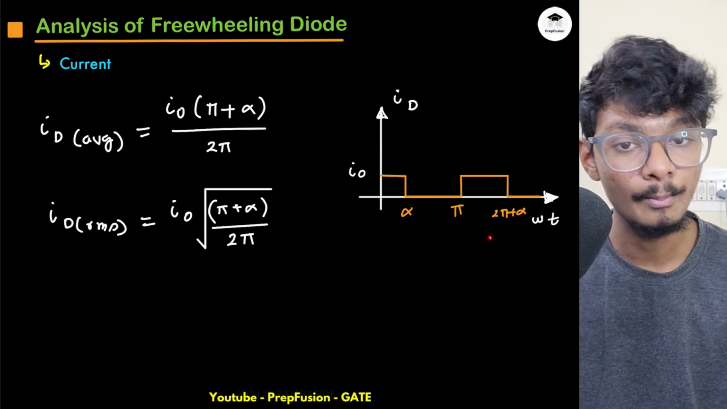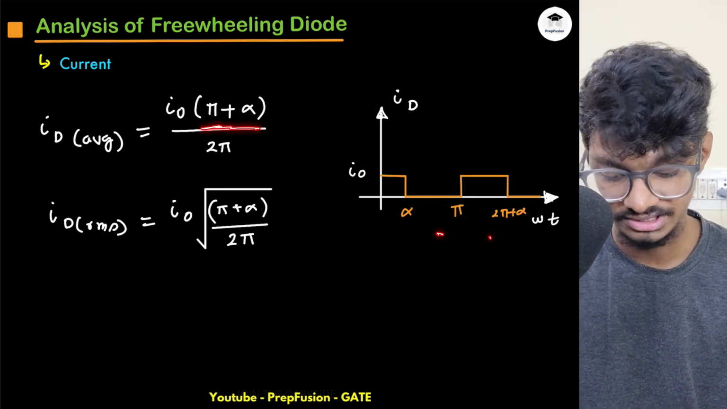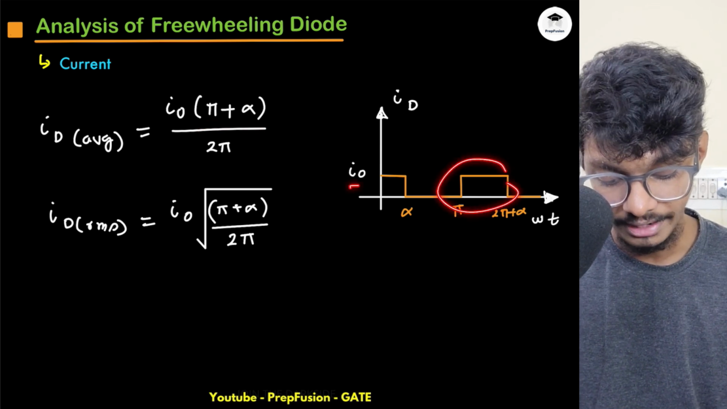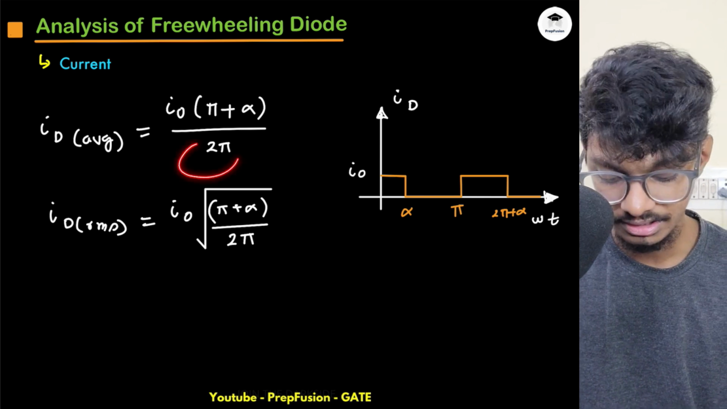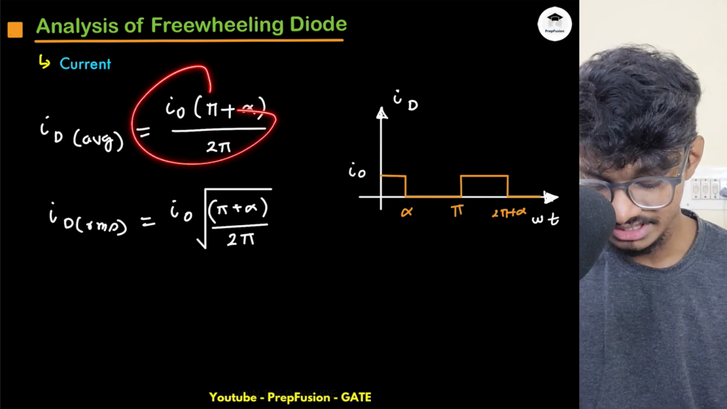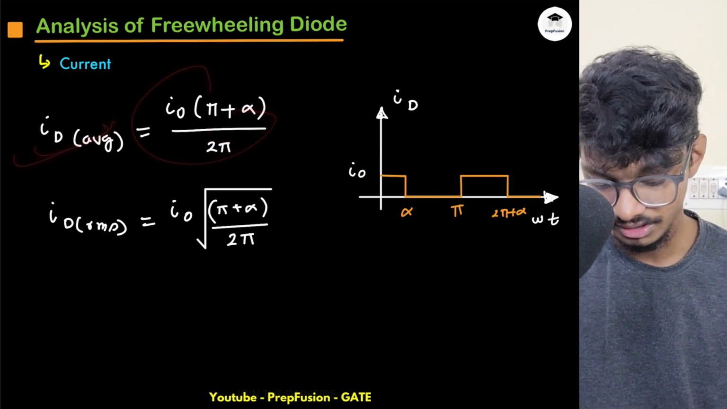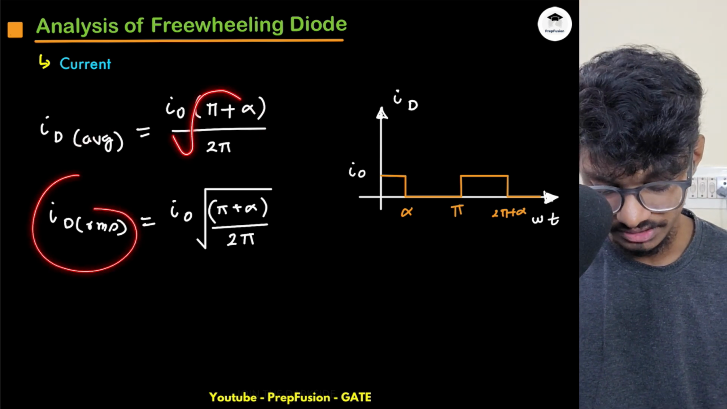2 pi plus alpha minus pi. It is pi plus alpha, and what is the area? IO into 2 pi plus alpha minus pi. That is the area divided by the total time period, that is the 2 pi. So obviously this will be the average freewheeling diode current. Okay, and for RMS, again I take the square root of this, that will give me the RMS.